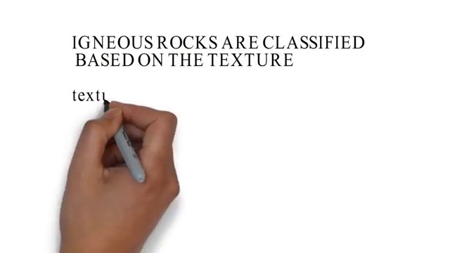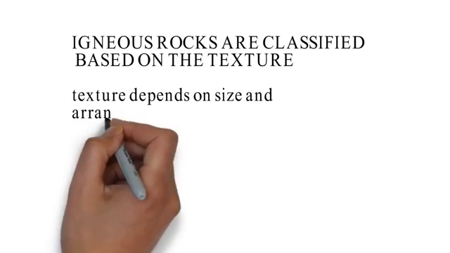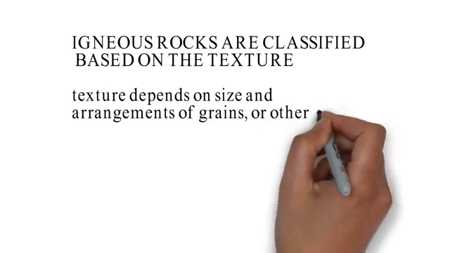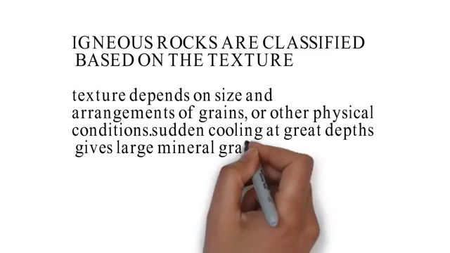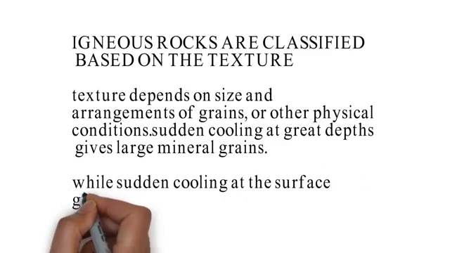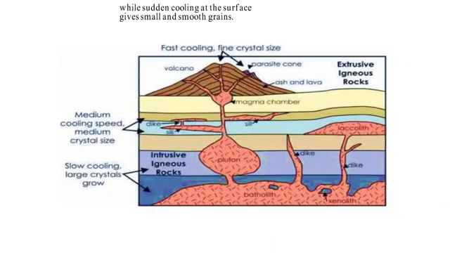Igneous rocks are classified based on the texture, and this texture depends on size and arrangement of grains or other physical condition, such as sudden cooling and great depths determine that the grains will be small or big, it will be smooth or rough. In this figure you can see various forms of intrusive igneous rocks such as dikes, sill, batholith, laccolith, etc. You can look at the images and determine yourself that when magma comes out from different openings, it takes different shapes and solidifies there.